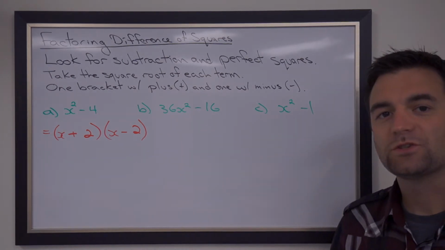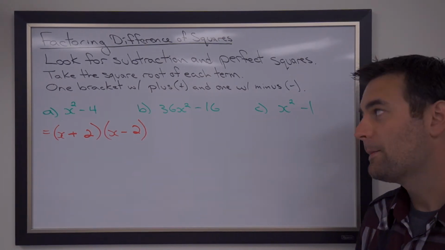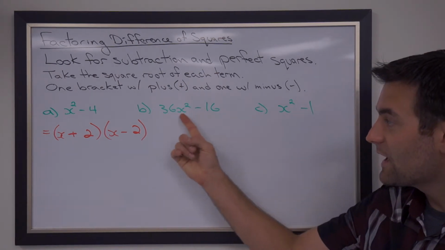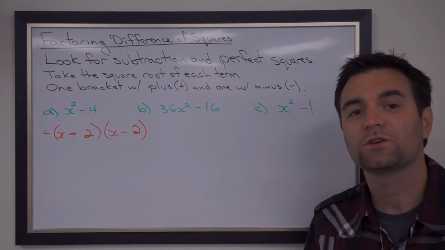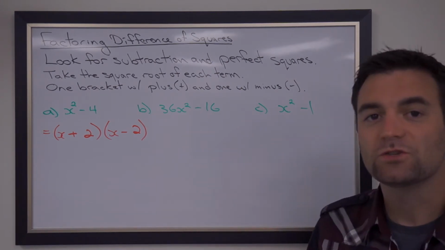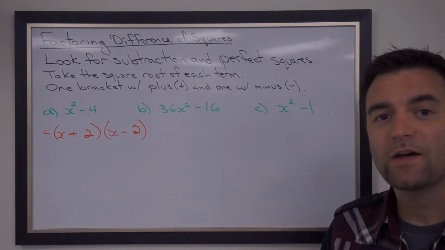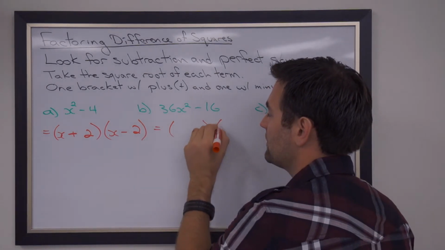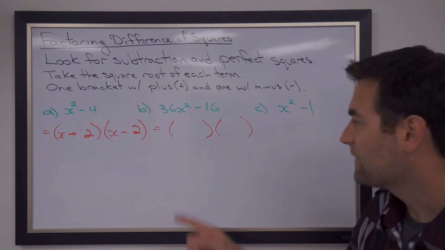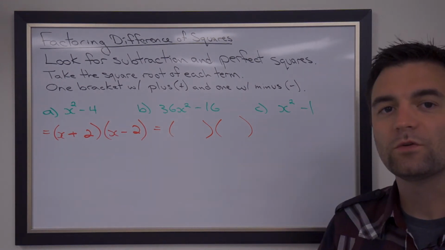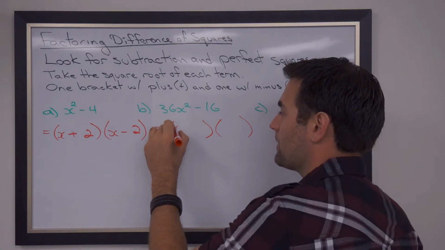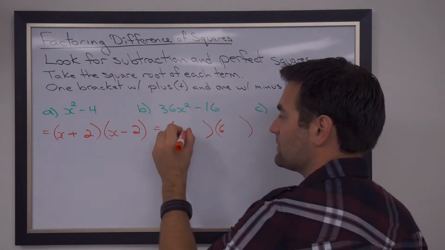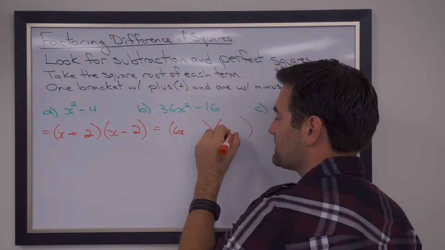In the next situation, we have 36x squared minus 16. 36, x squared, and 16 are all perfect squares. It is a subtraction, so this is a difference of squares, and it's factored the same way. Set up two brackets. At the start of each bracket, we put the square root of 36. That's a 6. Then we take the square root of x squared, and we put that beside the 6.